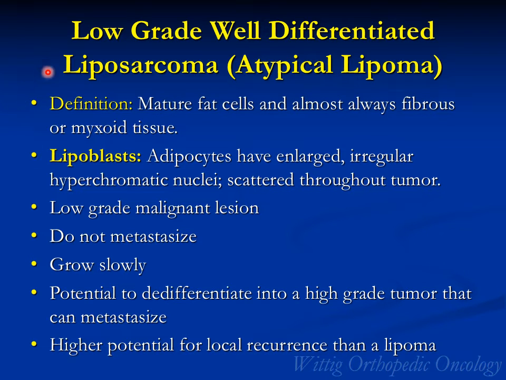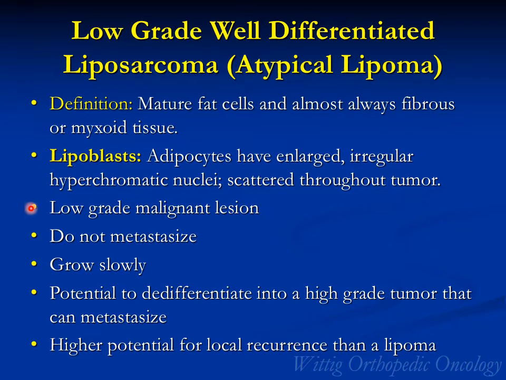First entity we'll talk about is a low-grade, well-differentiated liposarcoma, also called an atypical lipoma. And this consists of mature fat cells and almost always fibrous or myxoid tissue. It's characterized by the presence of lipoblasts. Lipoblasts are not present in a lipoma. Lipoblasts are adipocytes that have enlarged irregular hyperchromatic nuclei. They're primitive fat cells, and these can be scattered throughout the tumor.